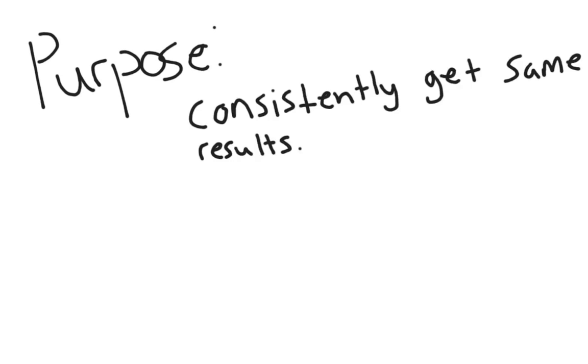So the order of operations was created by mathematicians so that they could consistently get the same answers on the same problems, so that everybody was speaking the same mathematical language. Without the order of operations, different expressions could have different answers depending on which operations you did first.